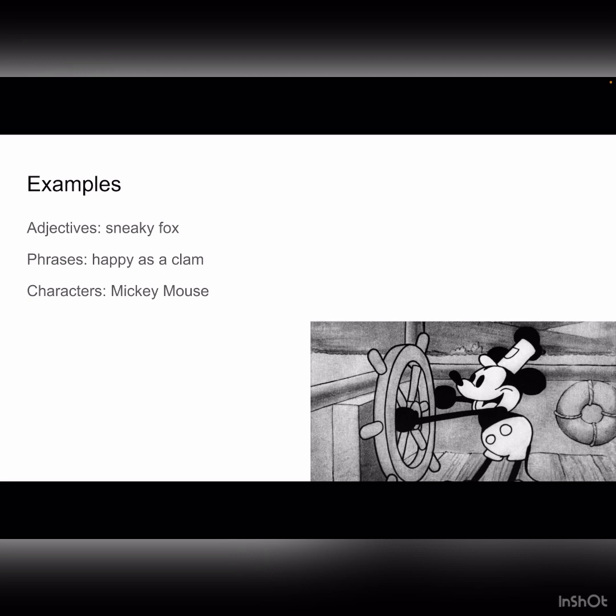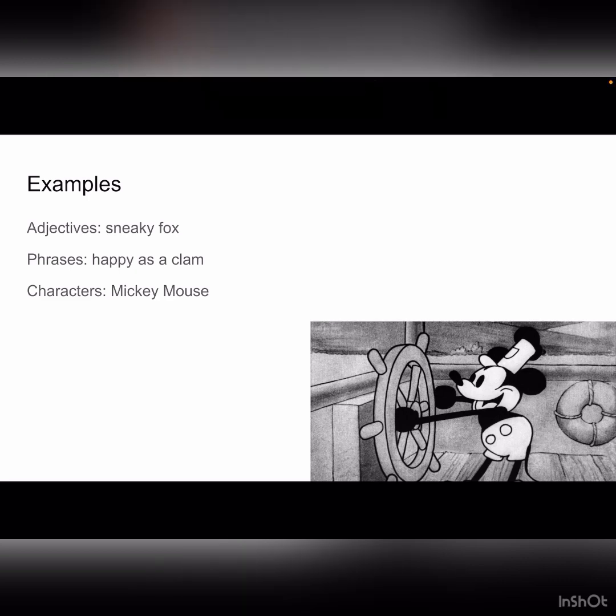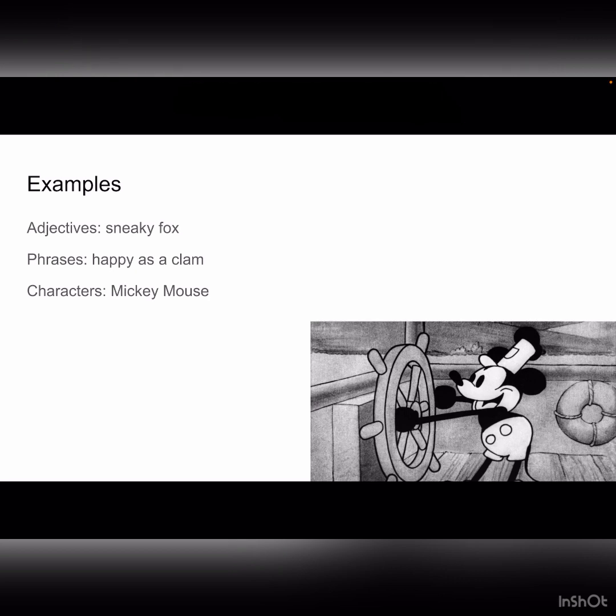Here I listed a few common examples. Starting from the top, Sneaky Fox is anthropomorphic because sneaky is strictly a human trait. Sneaky would imply that the fox is purposely deceitful or underhanded. However, we cannot really say what the fox's intentions are at any given moment. We can only observe what it does. So, calling the fox sneaky is anthropomorphic.